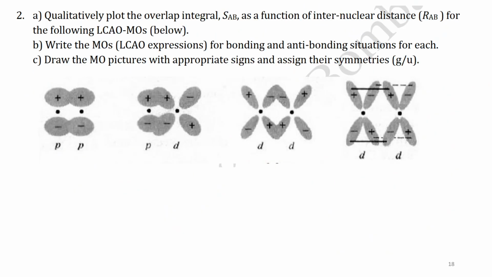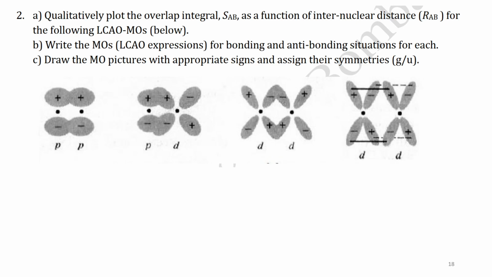Okay. So one of the questions was the hybrid orbital question, and the next question comes in that assignment. This particular assignment is now about using the linear combination of atomic orbitals. I'm not going into the theory of the molecular orbital, but while solving this problem we'll have a fair understanding of that, and as Professor Datta has already taught in the lecture, it will not be much of a problem. So the first question is: qualitatively plot the overlap integral SAB as a function of internuclear distance RAB for the following linear combinations of atomic orbitals, MOs, below.